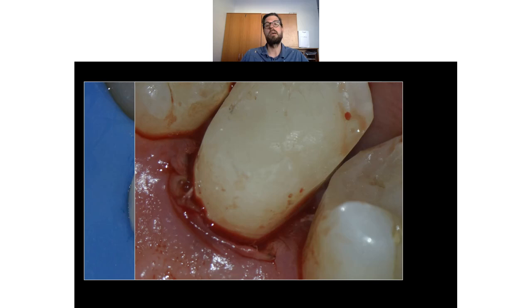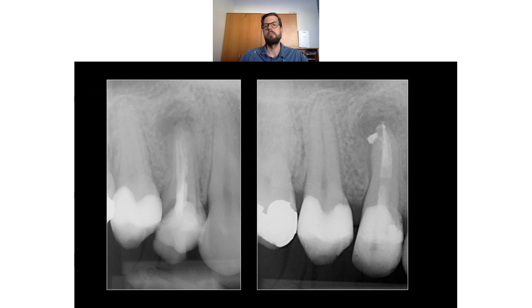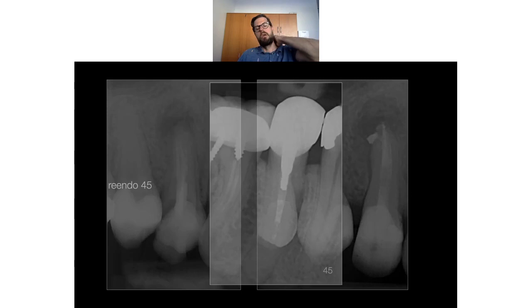Then I put my new filling inside, put some post, do the post endo, and then I can prepare the tooth for the crown. So this is before, and this was after. You see that there is a post inside, and now we can prepare for a crown. Okay, so let's look at another situation.